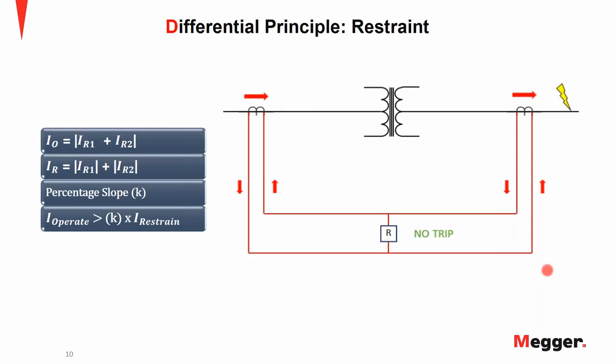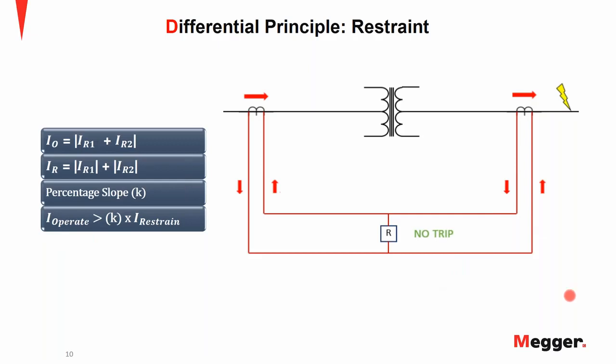So why do we use the restraint differential? These are some basic calculations that you will see in manuals. Specific relay manuals have specific calculations for the operate and the restraint. You have your percent slope calculation, and your operate current, which is going to be greater than your slope percentage times the restraint current.